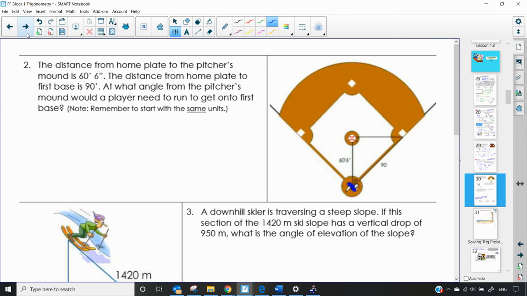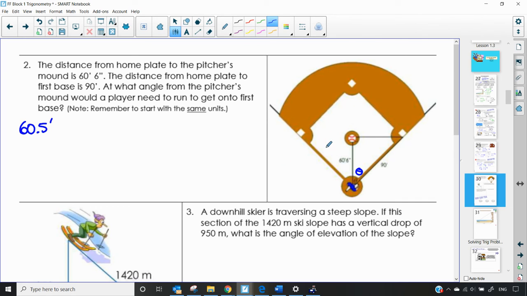So the next one says that the distance from home plate to the pitcher's mound is 60 feet 6 inches, or another way to write that is 60.5 feet. And the distance from the home plate to the first base is 90 feet. At what angle from the pitcher's mound would a player need to run to get onto first base? So we're looking for this angle right here.